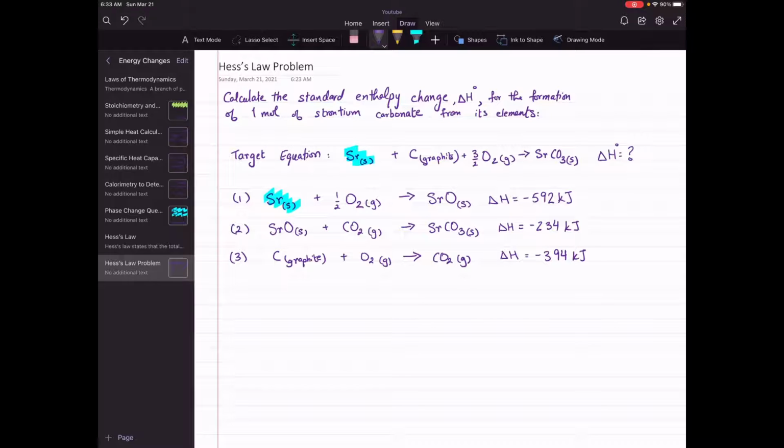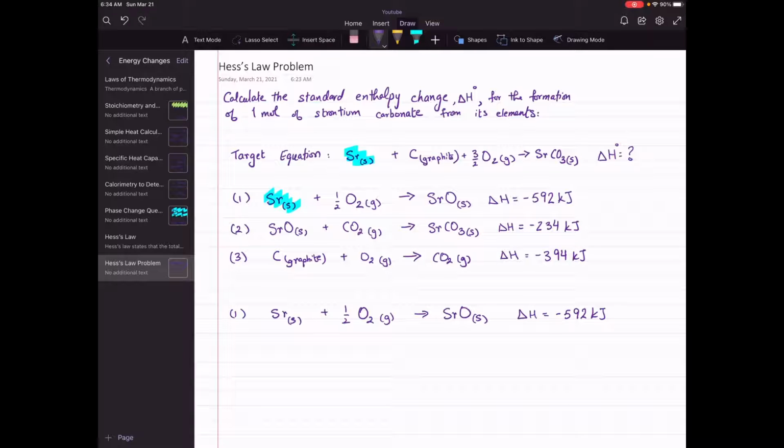So that's the first question I answered myself. The second question is, are the quantities the same? I have one strontium in the target equation, one strontium in equation number 1. So it is the same as well. So I will not manipulate the first equation. I will keep it as such. I'm just going to rewrite here the same equation. I am not going to manipulate this. I am going to keep it exactly the way it is because it is in the proper quantities that I need this reaction to be. So the delta H value here is not going to be affected. It is going to stay the same as equation number 1.